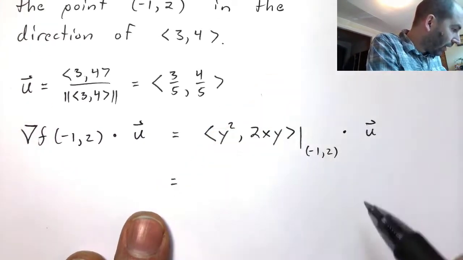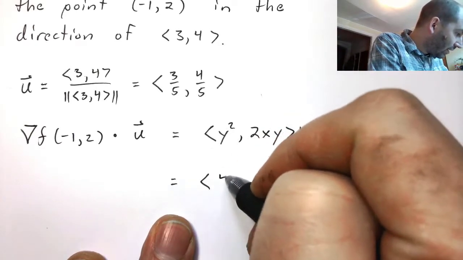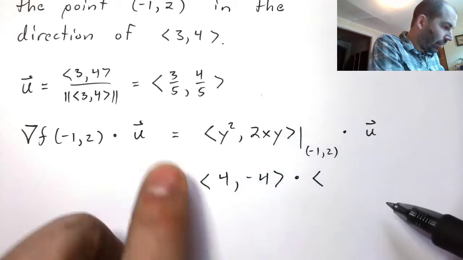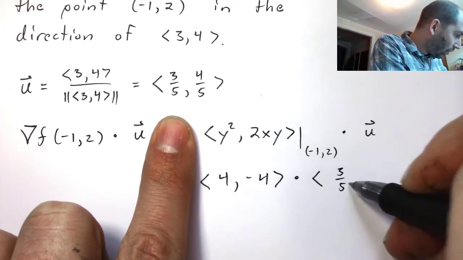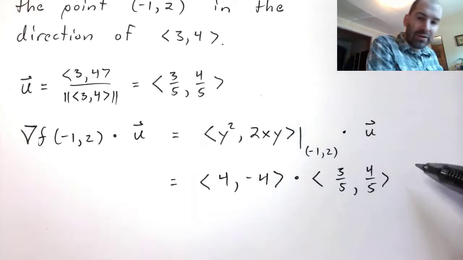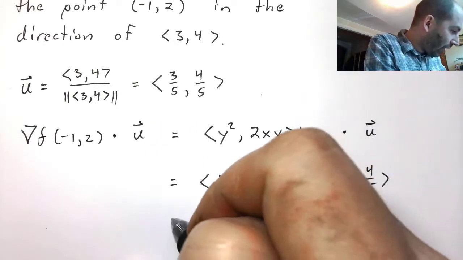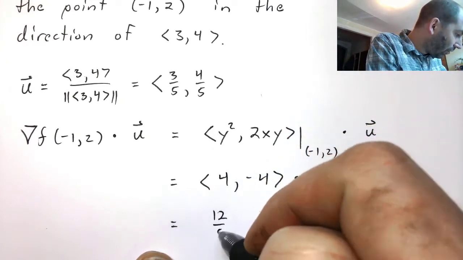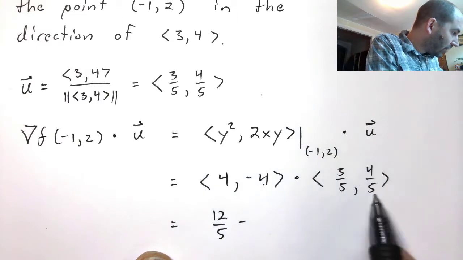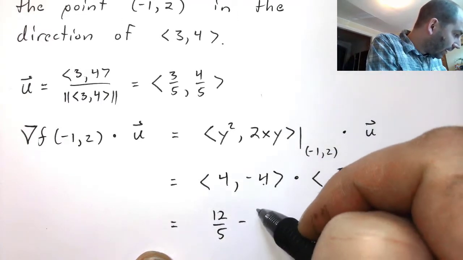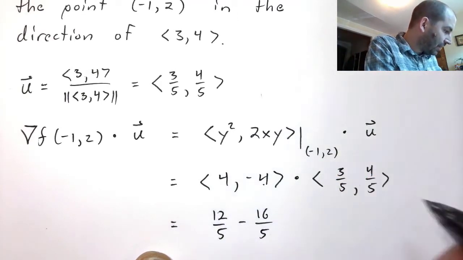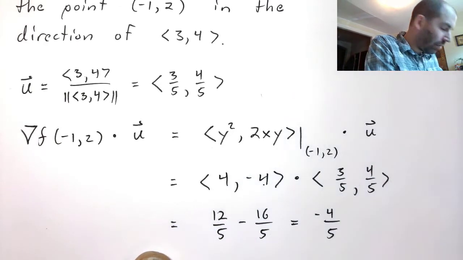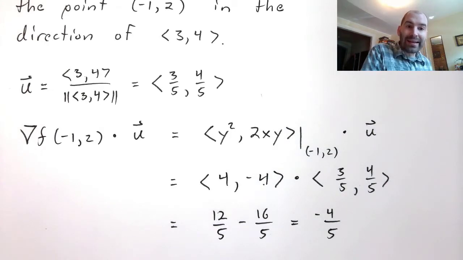Okay, well, what do we get here? Well, if I plug in -1, 2, I get 4, -4. And I'm going to dot that with this guy, 3/5, 4/5. All right, so I take the dot product. What do I get here? I get 4 times 3/5 is 12/5. -4 times 4/5 is -16/5. And so my directional derivative is -4/5.